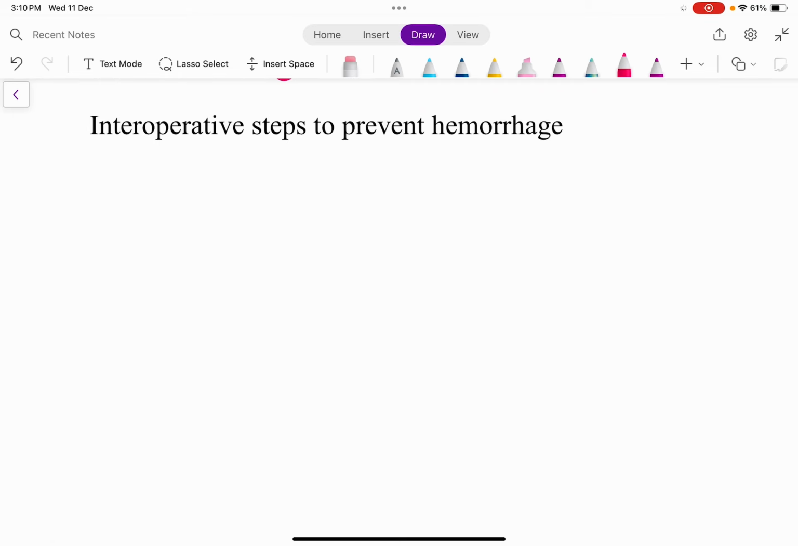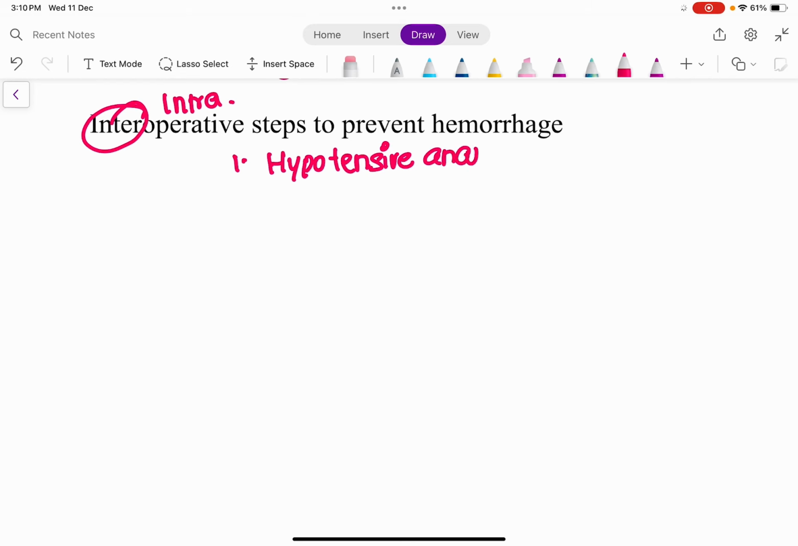And now, what are the intraoperative steps you're going to take in order to prevent the hemorrhage? So the intraoperative steps could be, you have to give hypotensive anesthesia. So the anesthetic agent should be a hypotensive anesthesia. Why? Because we are going to create hypotension, because hypotension will cause vasodilatation, and vasodilatation will prevent the excessive amount of hemorrhage in that patient. Is that clear? Yes.